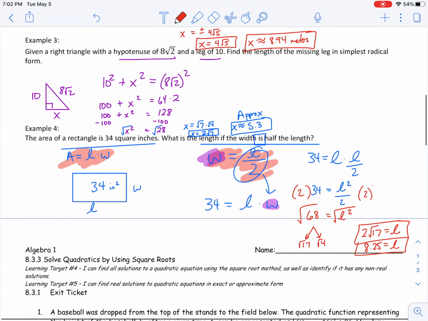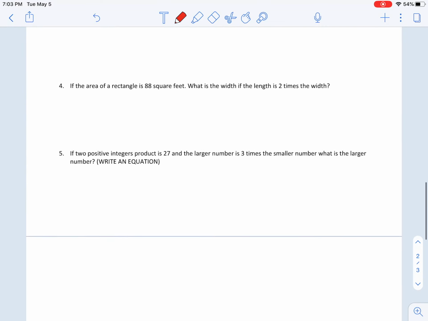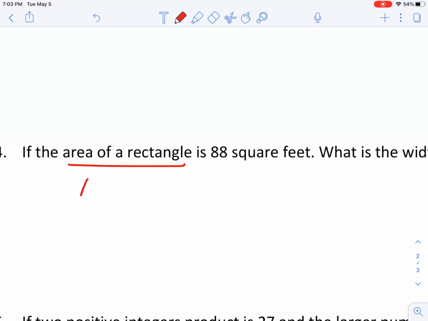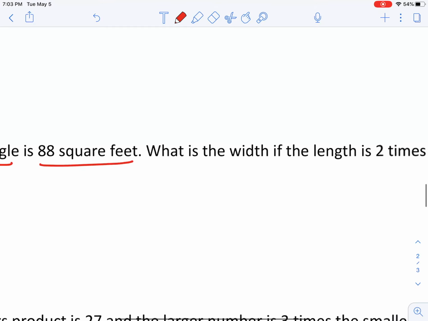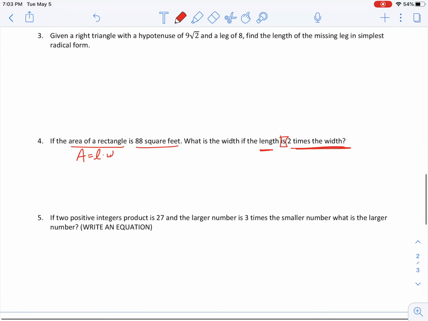All right, guys, that's it. I know they're a little bit tougher. Just remember, you're probably going to have an example, I think area of a rectangle, yep, right here, number 4. So remember, area of a rectangle, area equals length times width. Then you can plug in the area, and here it says, what is the width if the length is 2 times the width? Think about what the word is means.